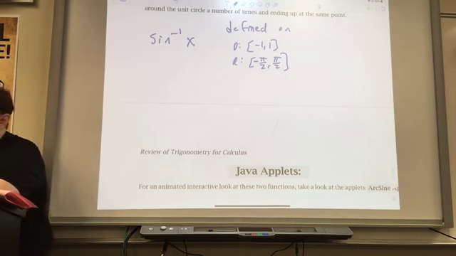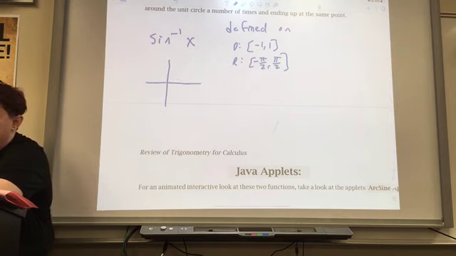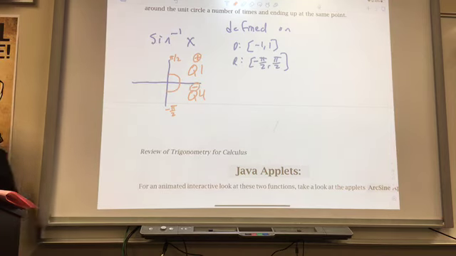Now, what this means, and this is really important, guys, is: if the range is only defined from -pi over 2 to pi over 2, what quadrants is inverse sine defined in on the unit circle? Quadrants 1 and 4. Inverse sine is positive in quadrant 1 and negative in quadrant 4. You guys with me so far?